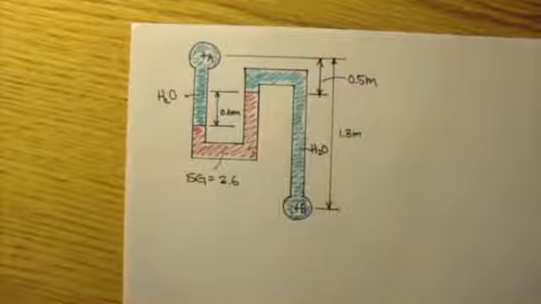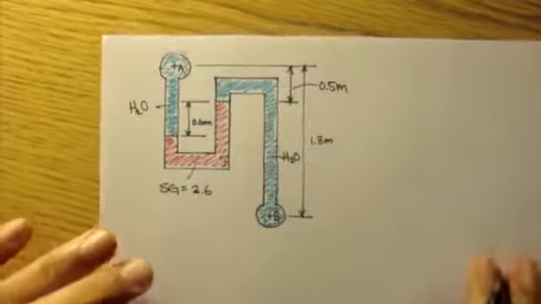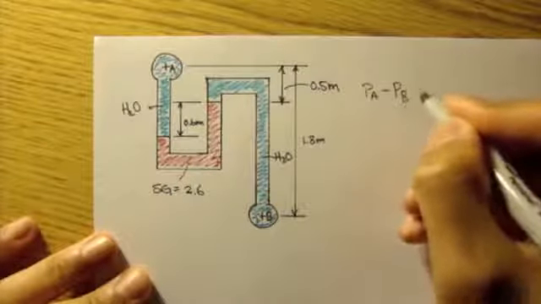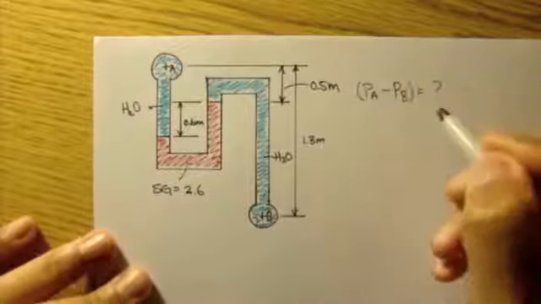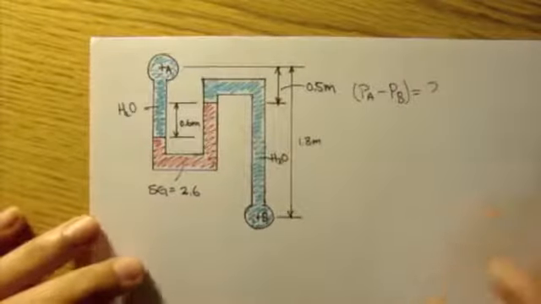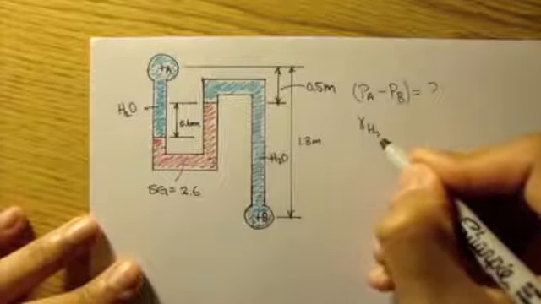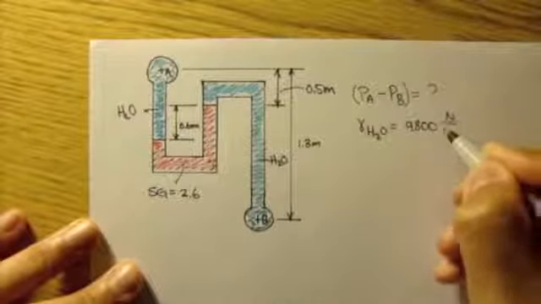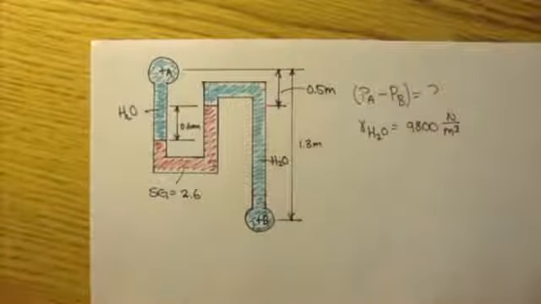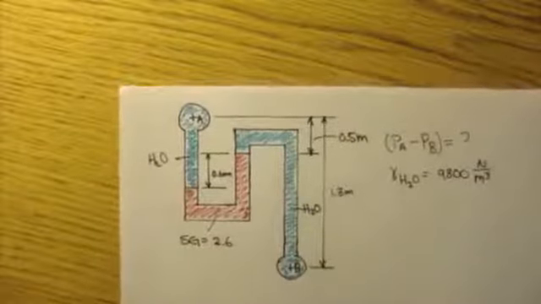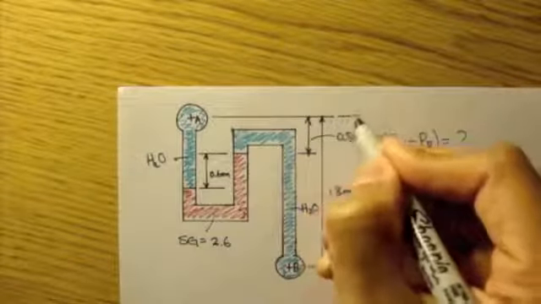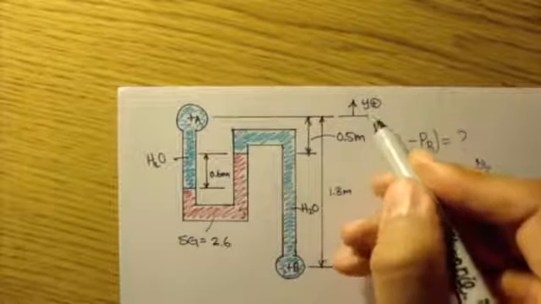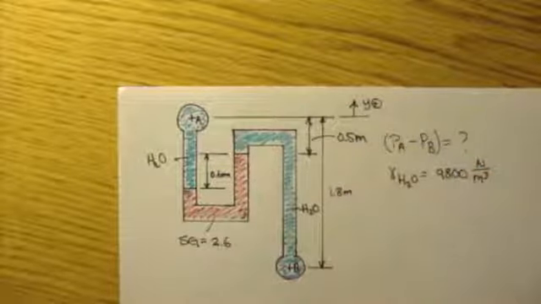And the question is asking: what is the pressure of A minus the pressure of B? What's this quantity equal to? A couple things to note here. The specific weight of water is 9,800 newtons per meter cubed. To start off, let's set our datum here at point A. That's our 0 point, our starting point, and we'll keep that throughout the problem to stay consistent.